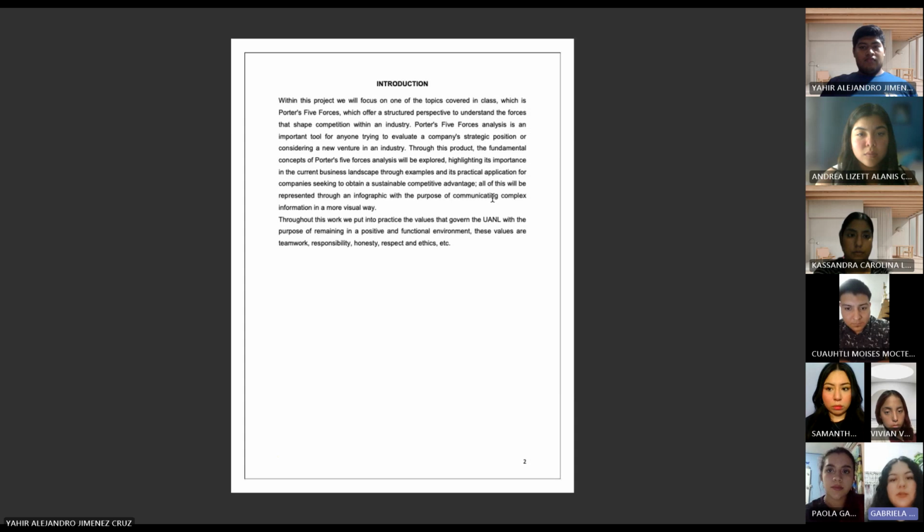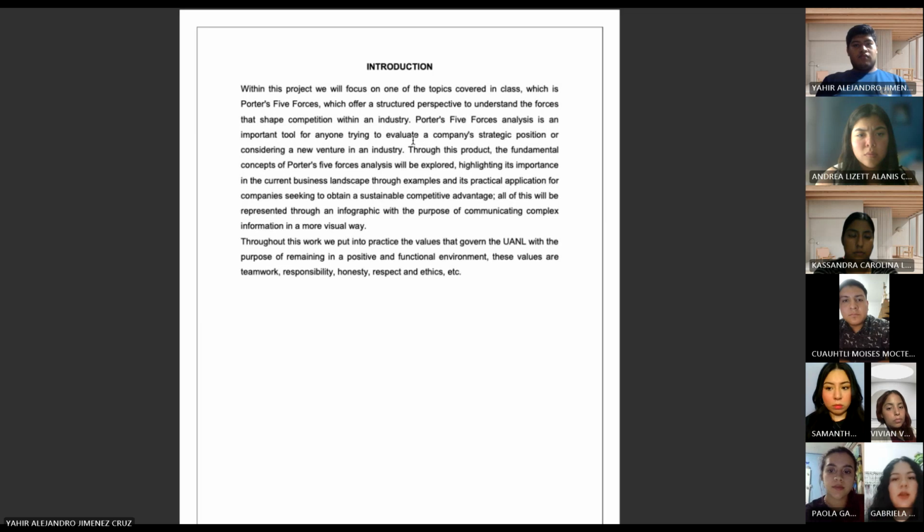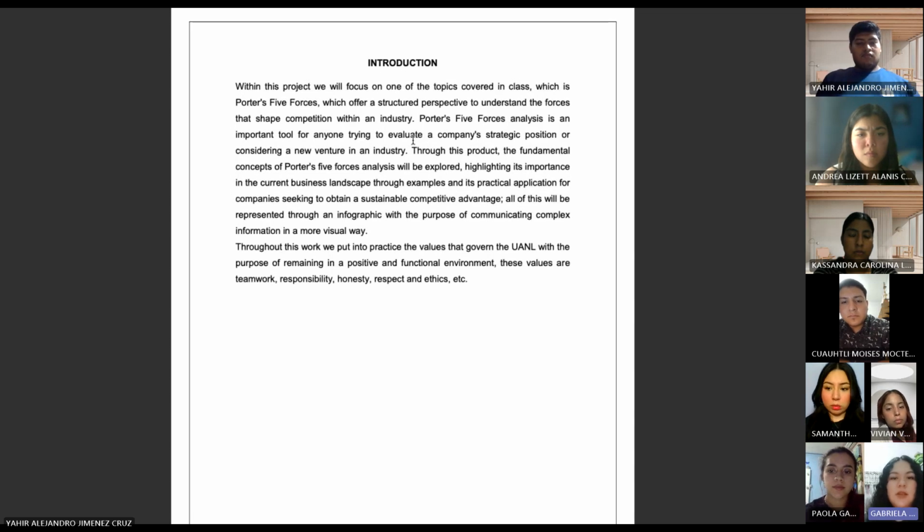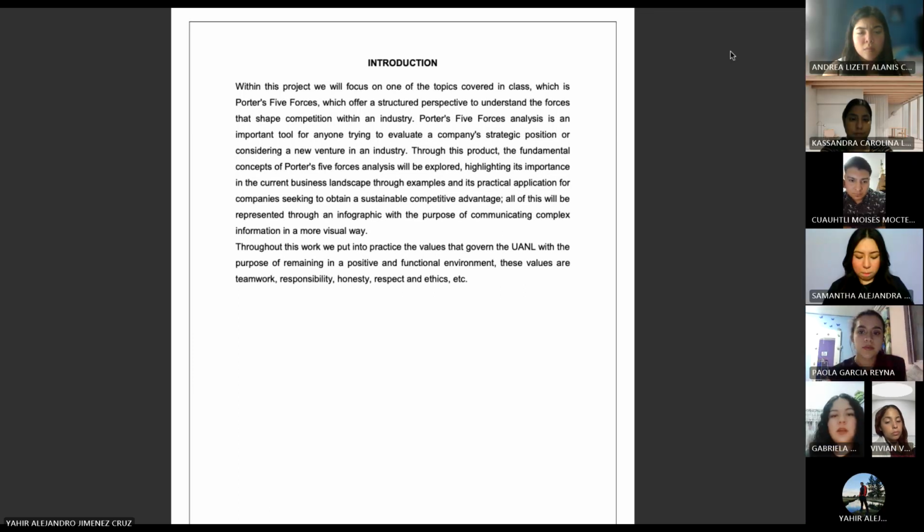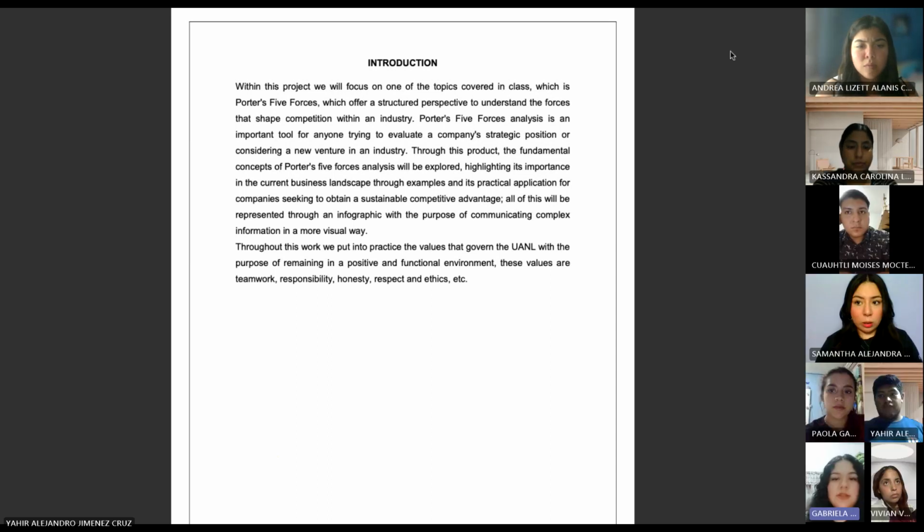Within this project, we will focus on one of the topics covered in class, which is Porter's 5 forces, which offers a structured perspective to understand the forces that shape competition within an industry. Throughout this project, the fundamental concept of Porter's 5 forces analysis will be explored, highlighting its importance in the current business landscape through examples and practical application for companies seeking to obtain a sustainable competitive advantage. All of this will be represented through an infographic.